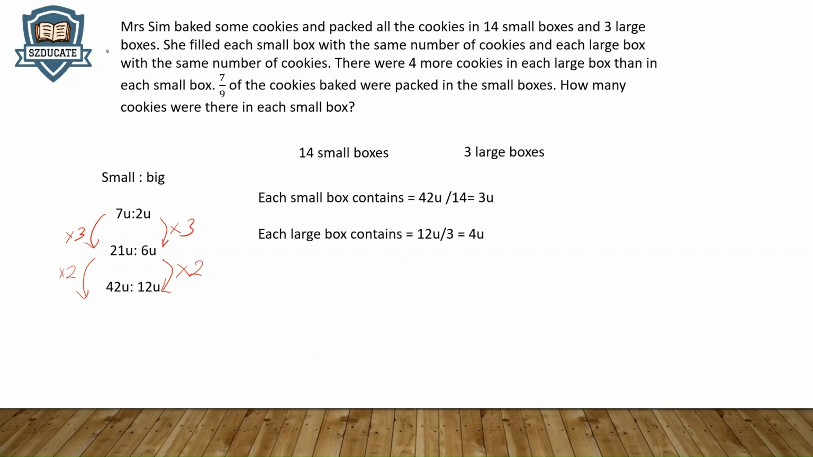Now, in the question, it was told to us that there are 4 more cookies in each large box than in each small box. So 4 units minus 3 units would give me 4 cookies. And what does the question want? They ask how many cookies were there in each small box. We have already done that, each small box contains 3 units of cookies. So let's find what 3 units is. 1 unit is 4 cookies. So 3 units is 4 times 3, 12 cookies.